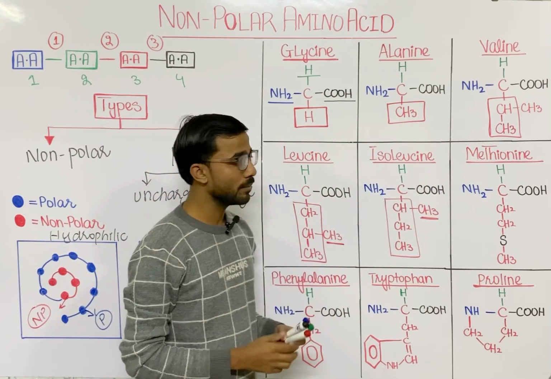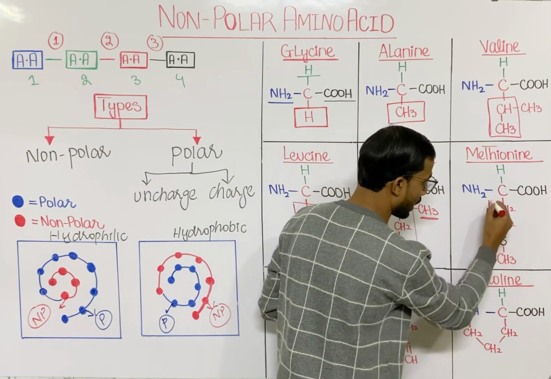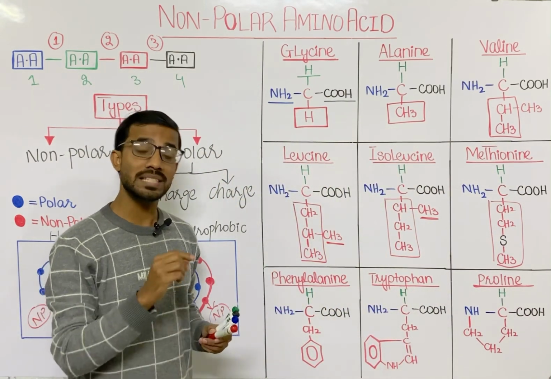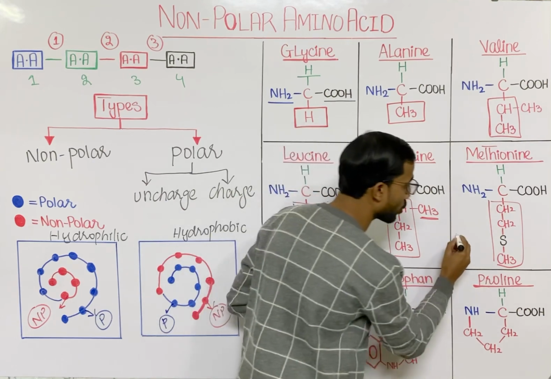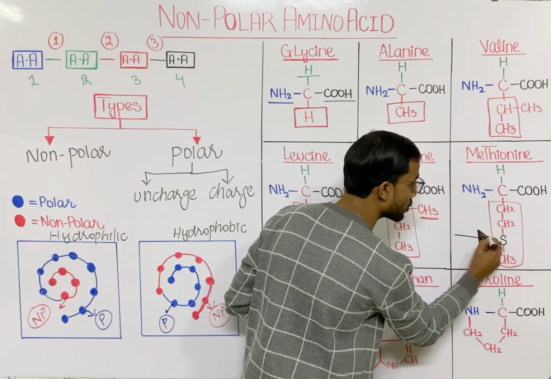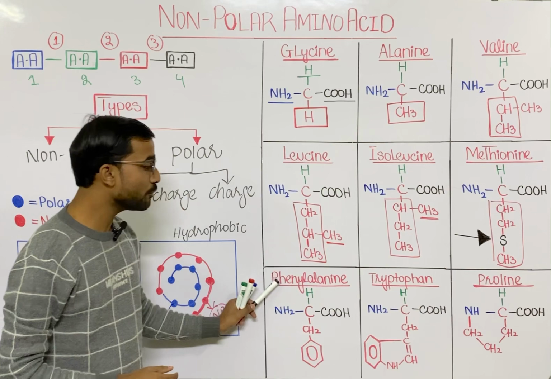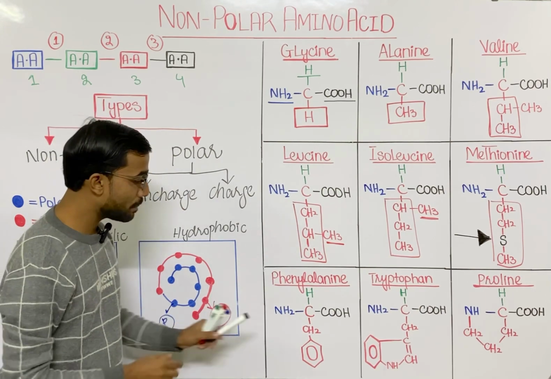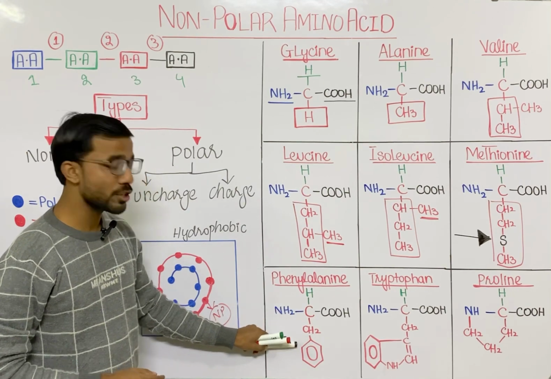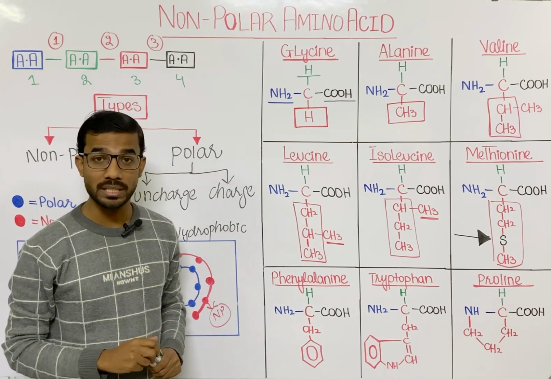In methionine, you will see a three-carbon chain, but between the last carbon and the second-last carbon, you will see the presence of a sulfur atom. That's the most important point about methionine, the presence of the sulfur atom. In phenylalanine, you will see the presence of one carbon, and that carbon is attached to a benzene ring.